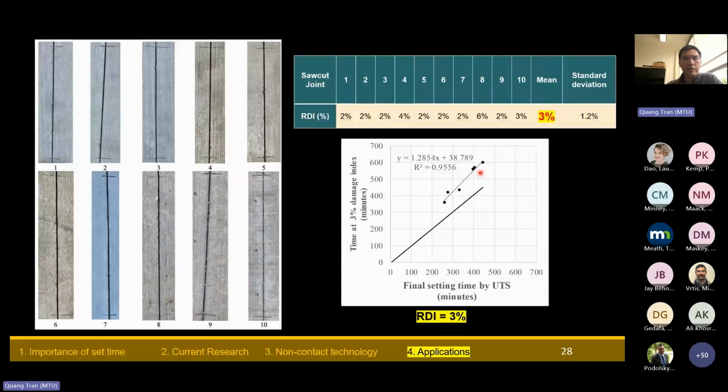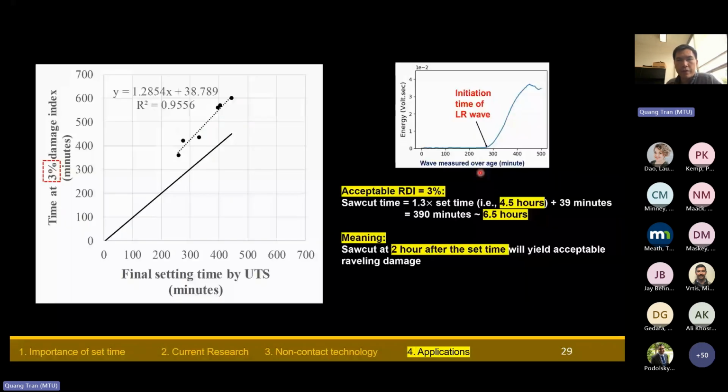What does it mean here? This equation is telling me that, for example, using the non-contact testing, if we determine that the final set time is 4.5 hours, all we have to do is wait another 2 hours and then start the saw cutting. At that time we will mostly get 3% of raveling damage index. And according to the survey that I did at the 2 sites, it will be acceptable saw cutting, right?